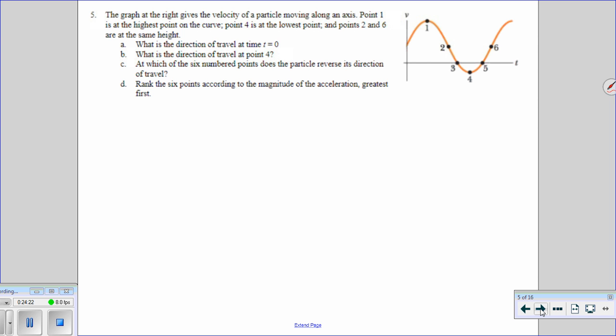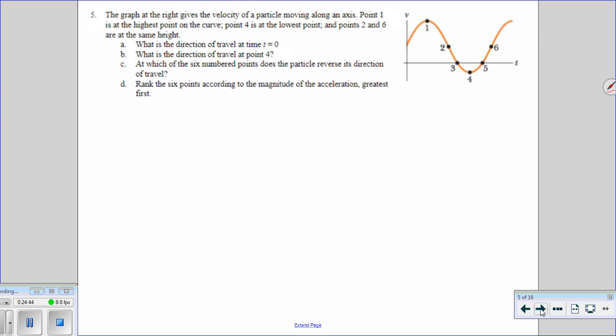So although we don't know the direction of travel, it's probably speeding up to point 1 and then slowing down after point 1, right? But maybe not, because maybe it's going backwards. But good? All right. Part D, rank the 6 points according to the magnitude of acceleration, greatest first.